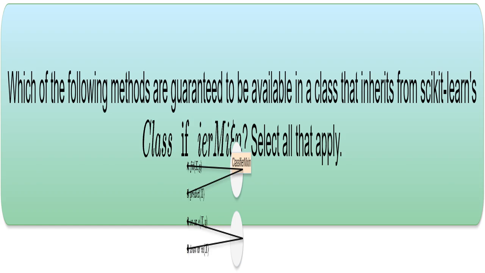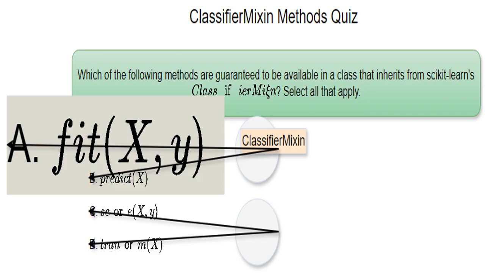This question directly asks you to identify methods that are always present in classes inheriting from ClassifierMixin. I need to check each method provided to see if it's part of that contract. This method trains, or fits, the classifier using data x and corresponding labels y. It's fundamental. Every classifier needs to be trained. It's a required method in the ClassifierMixin contract.